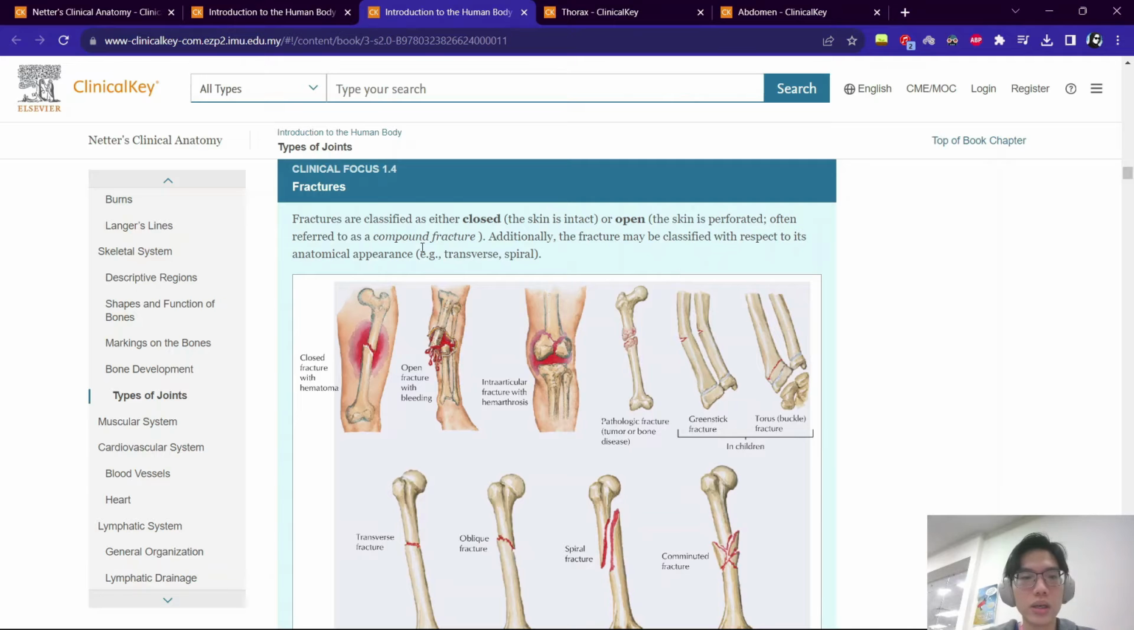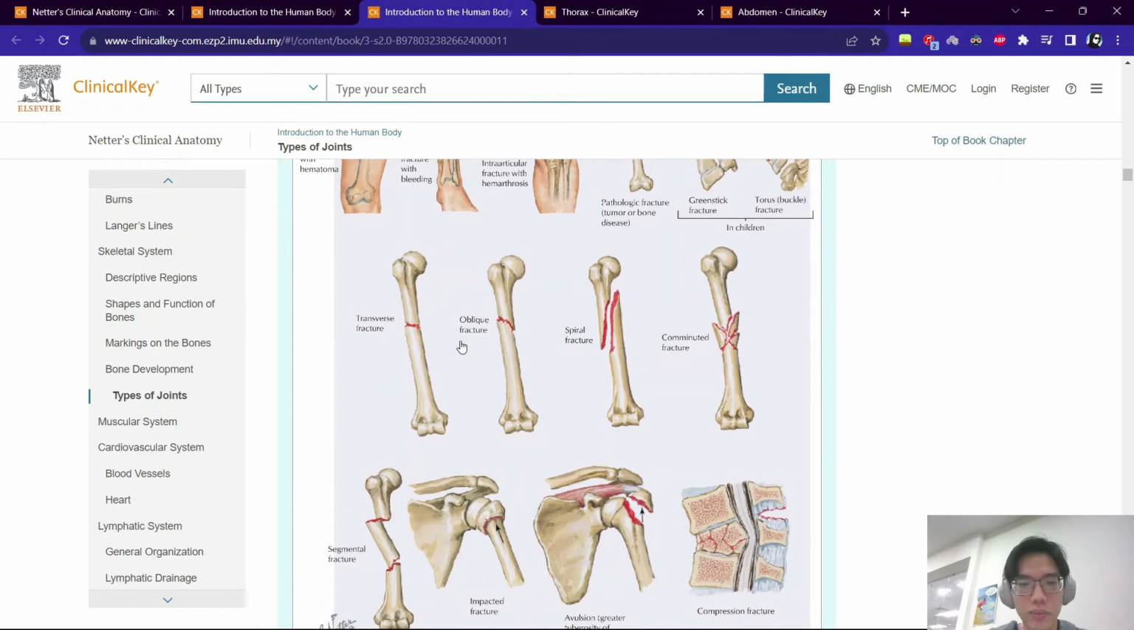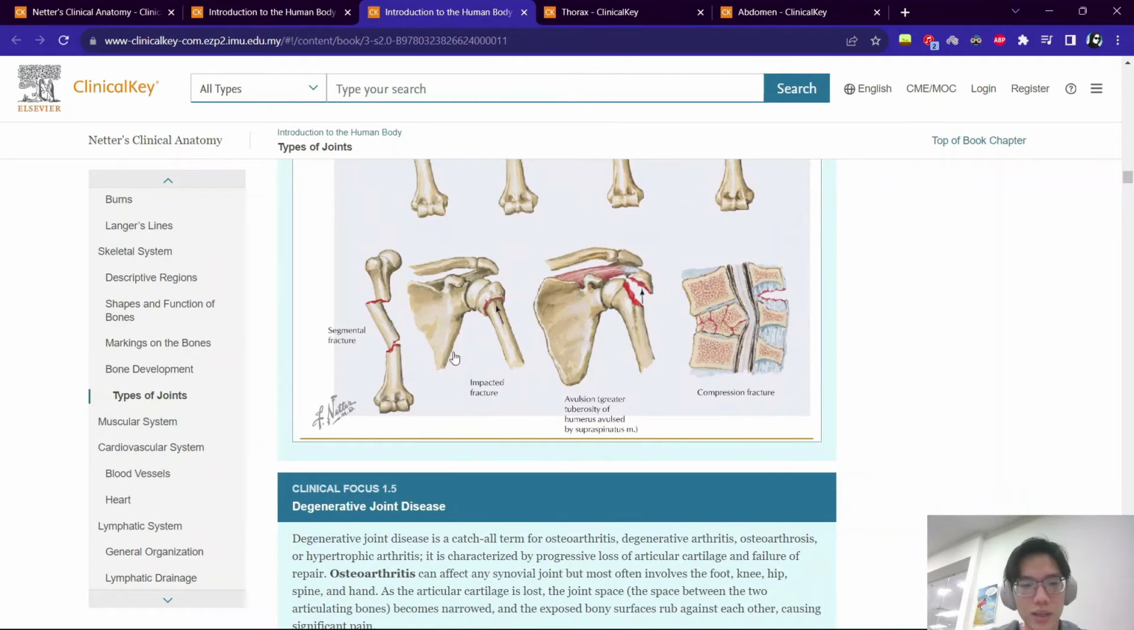So for example, this fracture part talks about the types of fracture. So there are closed fractures, open fractures, and fractures can be classified with respect to its anatomical appearance. So you can see here there's a closed fracture, open fracture, which protrudes through the skin, that is bleeding. Pathological fracture, greenstick fracture, torus fractures, transverse fracture, oblique fracture, spiral fracture, comminuted fracture, and segmental fracture, and fractures at different parts of the body.